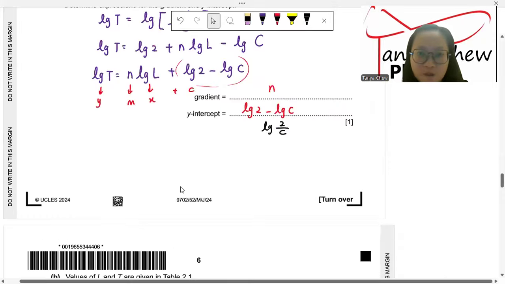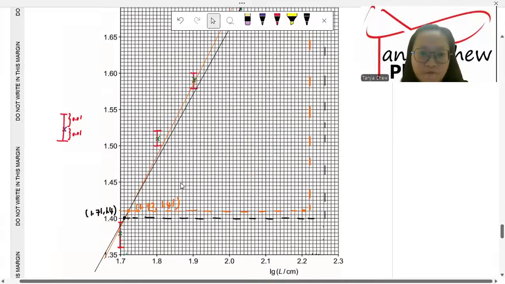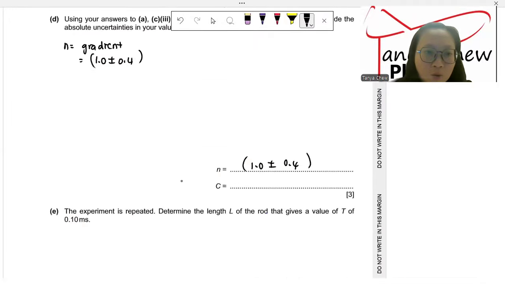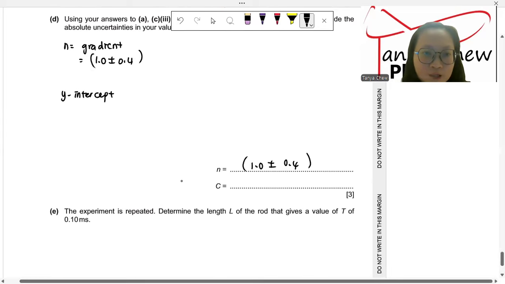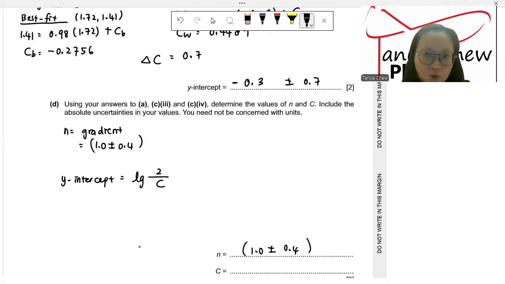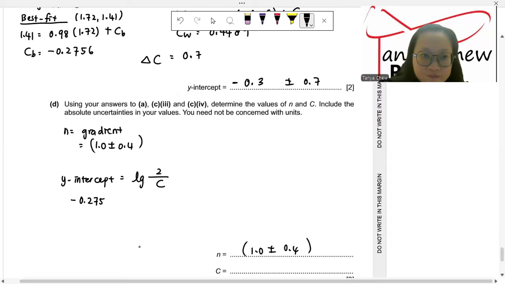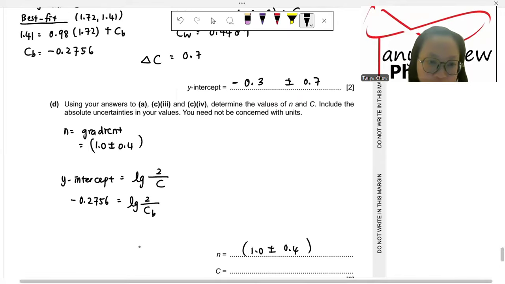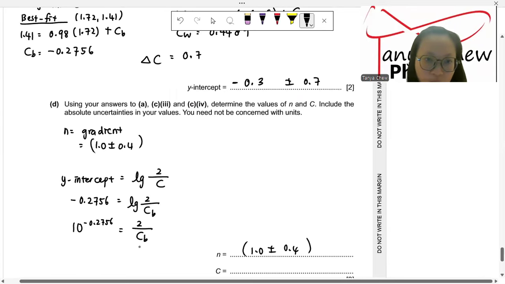The y-intercept? The y-intercept is log 2 divided by C. I need to find the value of C. The y-intercept that I got was negative 0.2756. I find the best y-intercept first, which is equal to log 2 over C best, because they asked us to include the absolute uncertainty. So 10 to the power of negative 0.2756 is equal to 2 over C best.